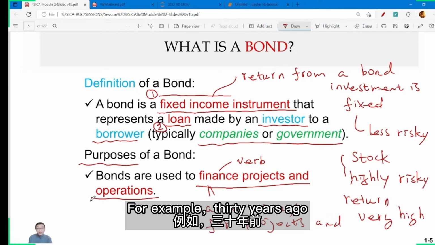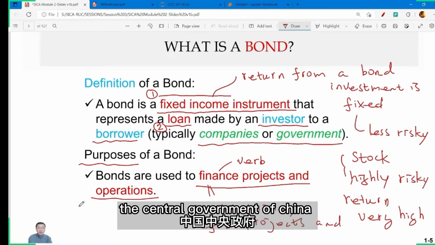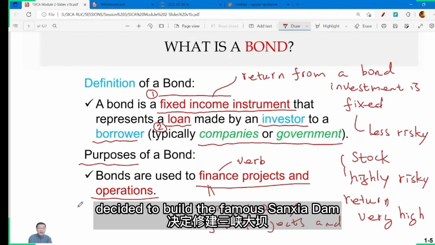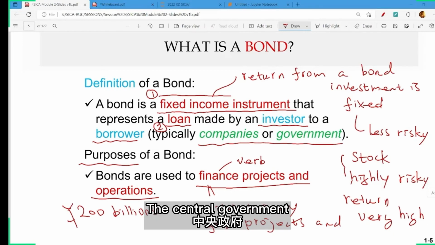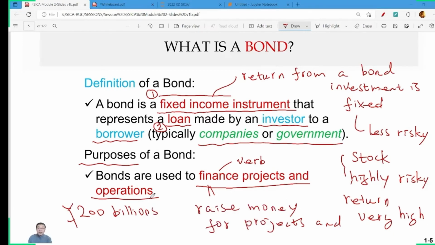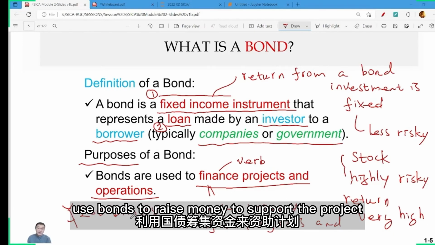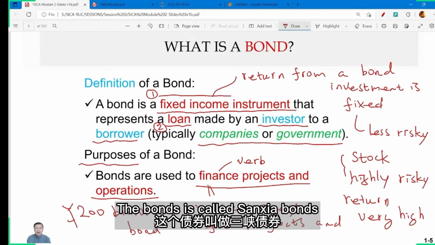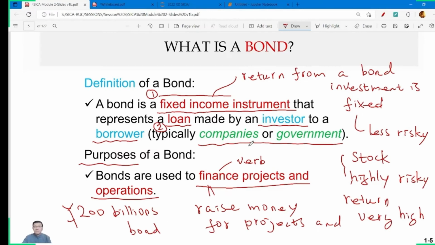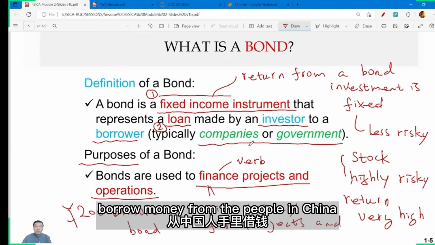For example, 30 years ago, the central government of China decided to build the famous Sanxia Dam, which needs at least 200 billion RMB. The central government used bonds to raise money to support the project. The bonds are called Sanxia bonds. That means the central government borrowed money from the people in China.